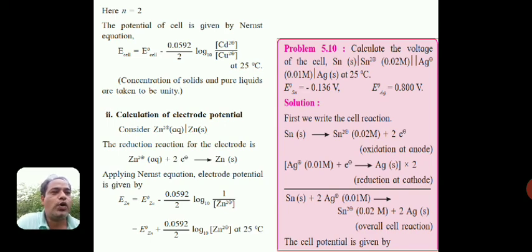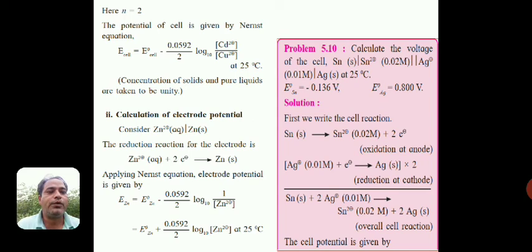So to balance this one, we have to multiply the second equation, that is the reduction at cathode, by 2. We know that in mathematics, if we multiply any equation with the same value, then its total value remains as it is. So we will multiply that whole equation by 2, just for our convenience. Then the net cell reaction becomes Sn plus 2 Ag+, that gives Sn2+ plus 2 Ag. Overall net cell reaction is this one.